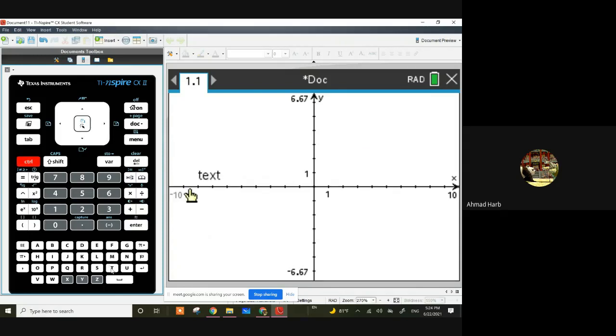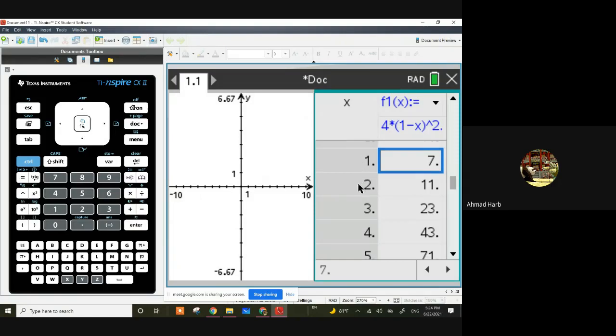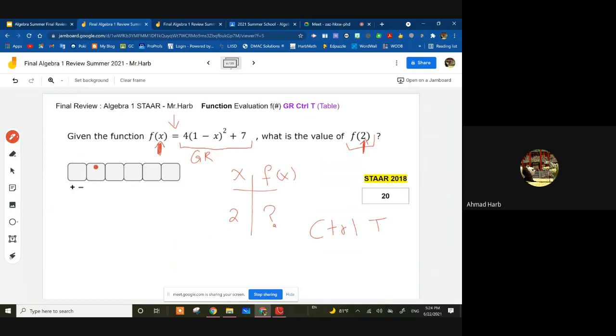Ctrl T, and when x is 2, you see that x is 2. What is f of x? It is 11. So that's the answer. 2 goes with 11. So we'll go right here, and we put 11. You started from the second one, so it's positive. The first one is for the sign, and then you put 11. And that's it for this one.